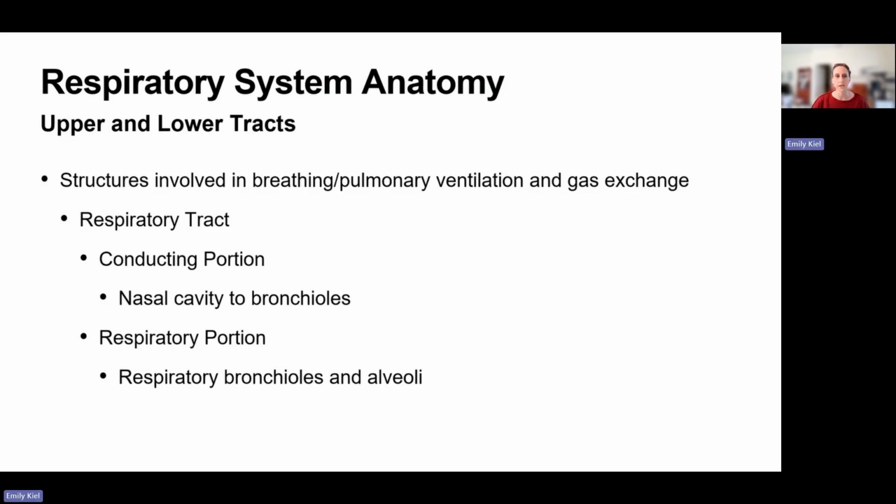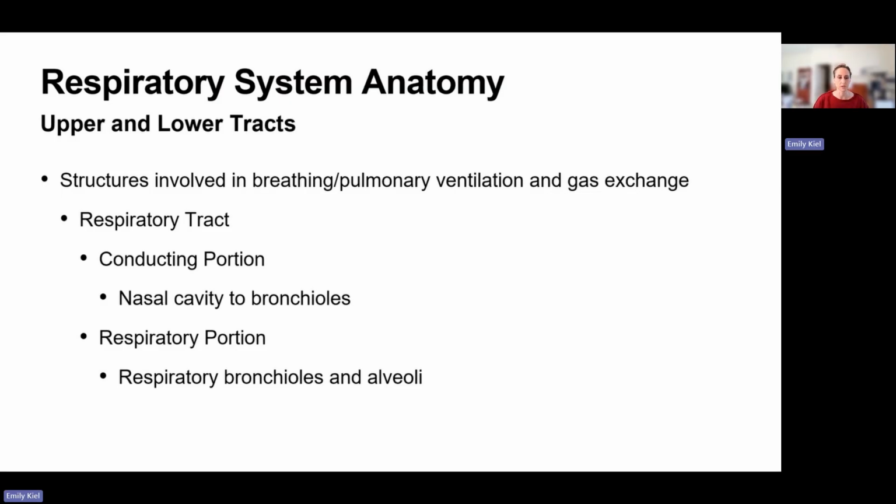So let's talk about the anatomy of the respiratory system. We've got upper and lower tracts. So these are divided between the structures that are involved in breathing and pulmonary ventilation. So that's getting the air to the sites of gas exchange, and then the actual sites of gas exchange. So the respiratory tract is the conducting portion, and that goes from the nasal cavity to the bronchioles, and there's no gas exchange that occurs here.